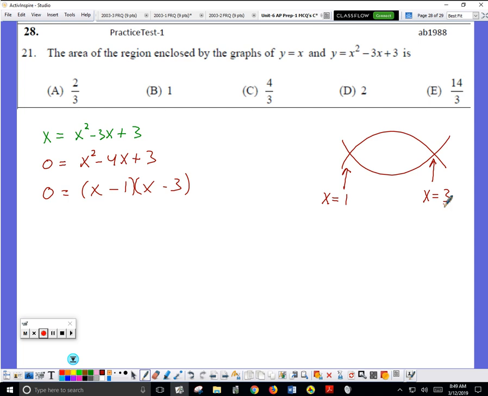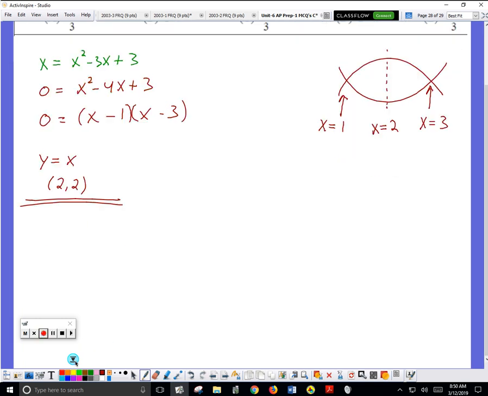Once I know the intersection, I've got to figure out which graph is on top. So I test. A good point to test here is x equals 2. For this formula, if x is equal to 2, y will also be 2. That was pretty easy. The other formula, if x is equal to 2, I'd have y equals 2 squared, minus 3 times 2, plus 3.